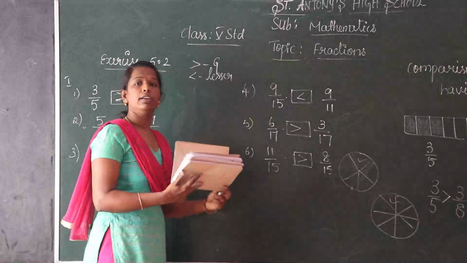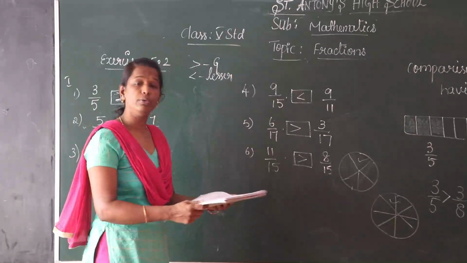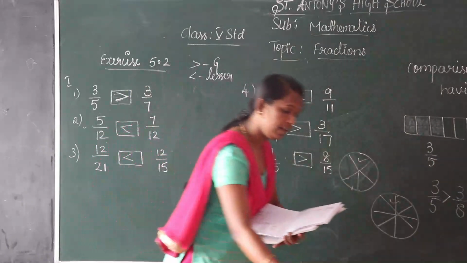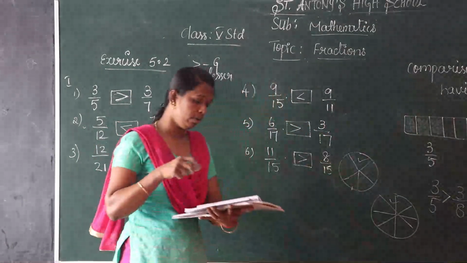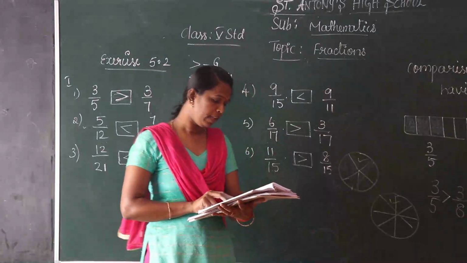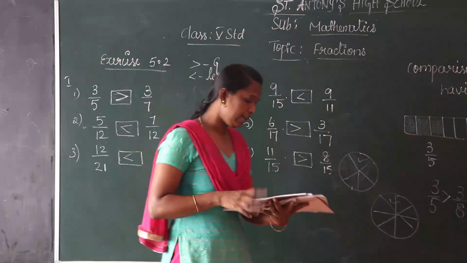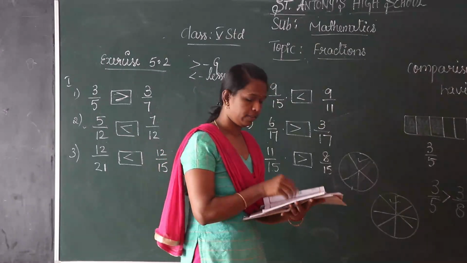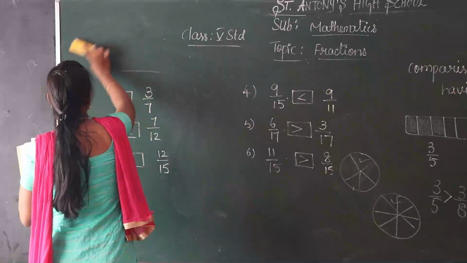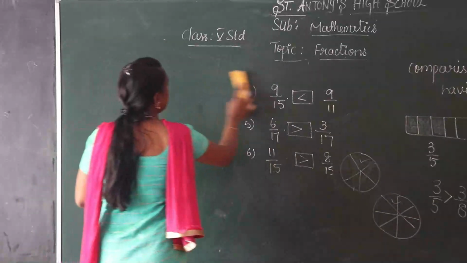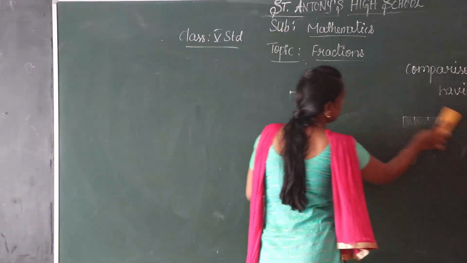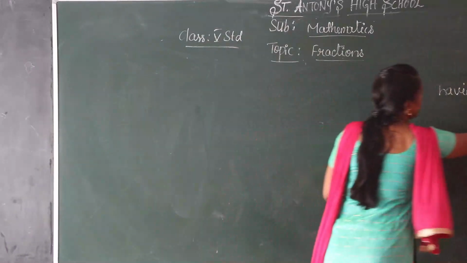Okay, so the remaining ones you have to write in your textbook. After that, you send the classwork. If you have some error, correct yourself. Okay, so the next heading is equivalent fractions. This was about greatest and smaller fractions. Next one is equivalent fractions.